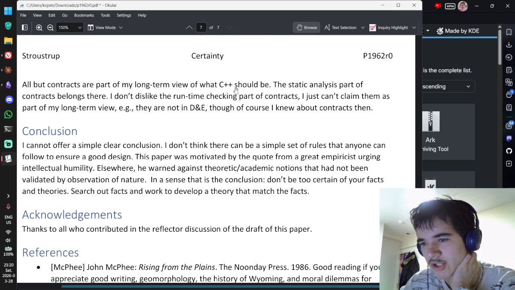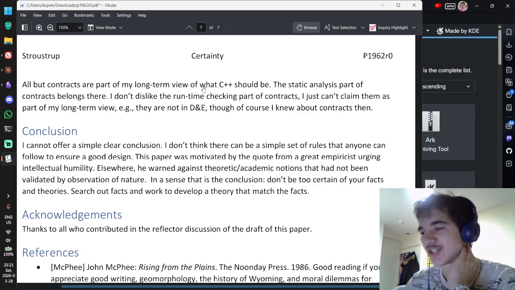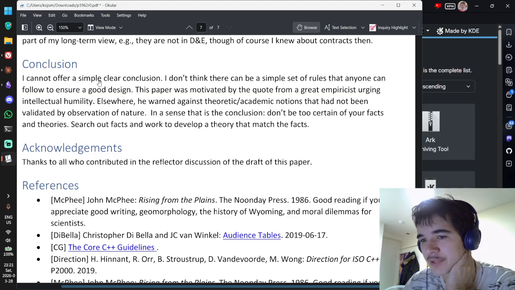All but contracts are part of my long-term view. The static analysis part of contracts belongs there. I don't dislike the runtime checking part of contracts. I just can't claim them as part of my long-term view. Though of course I need a contract. Why not? Why? I need to know. Is it because they crash at runtime?